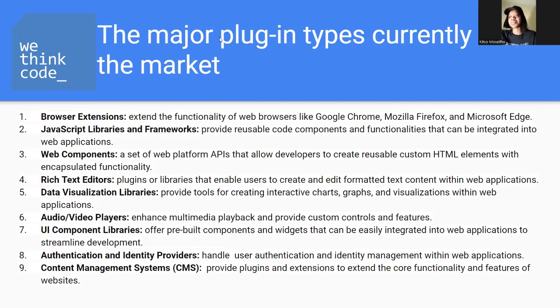The major plugin types currently on the market: there are a lot more, but so far the ones that I have provided are, number one, browser extensions, which extend the functionality of web browsers like Google, JavaScript libraries and frameworks, web components, rich text editors, data visualization libraries, audio and video players, UI component libraries, authentication and identity providers, and content management systems.